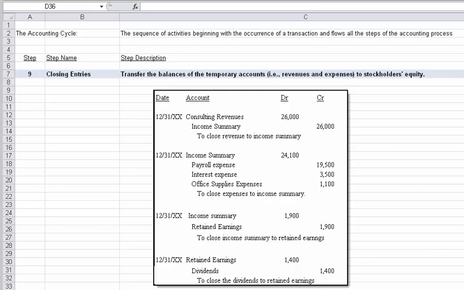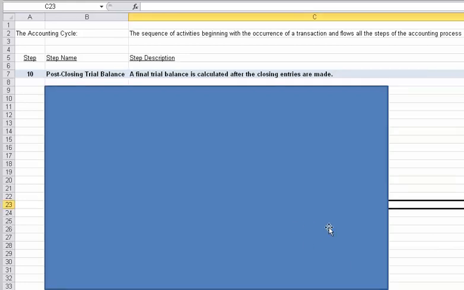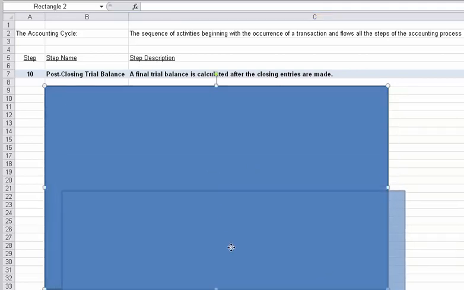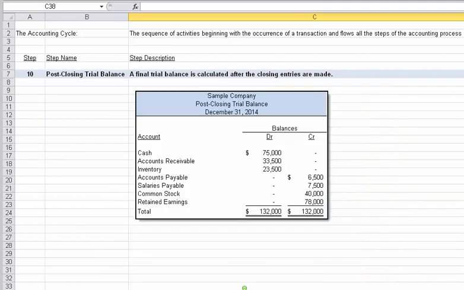And then finally we make our way to the last step, which is the post-closing trial balance. That's the final trial balance that we prepare after the closing entries are made. Now, a post-closing trial balance no longer has revenues and expense accounts listed. That's because we've closed them out. And we've closed them out in our sample company to retained earnings. Again, if this were a sole proprietorship, it would be closed out to the owner's capital account. If it was a partnership, it would be closed out to each partner's capital account.